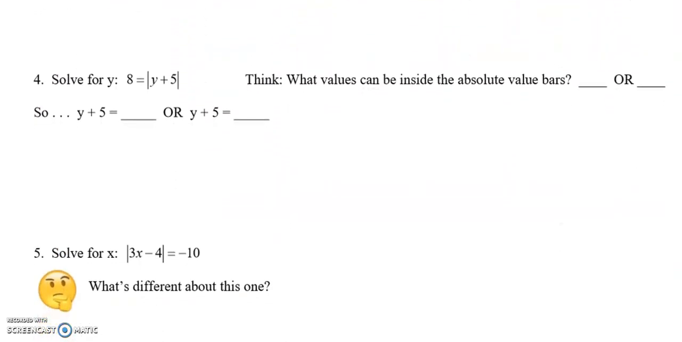So let's try another one. Solve for y this time. 8 equals the absolute value of y plus 5. If the absolute value is equal to 8, then inside those absolute value bars can be an 8 or can be a negative 8, because the absolute value of 8 is 8 and the absolute value of negative 8 is also a positive 8. Therefore, what's inside these absolute value bars can equal either 8 or negative 8.